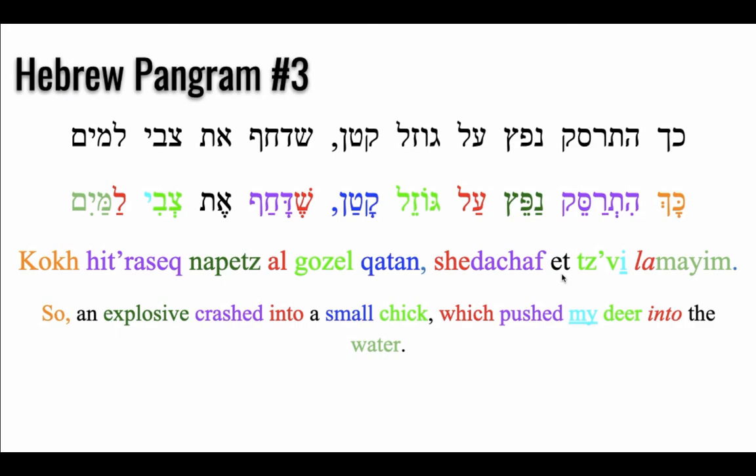And do we see the word et? Yes, we do. That's the direct object, and then la means into the water, mayim. And you will notice la and al have very similar meanings, and that lamed can be a very great hint. Just knowing the letters can really help you understand it.